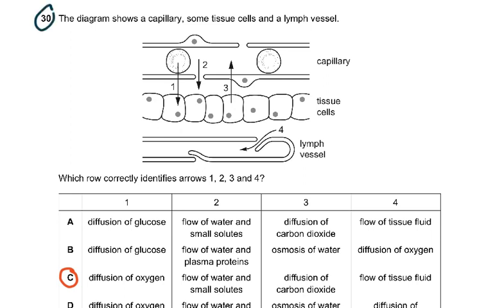Question 30. The diagram shows a capillary, some tissue cells, and a lymph vessel. So they've shown you a capillary, some tissue cells, and a lymph vessel. Which row correctly identifies arrow 1? This is from the red blood cell. This is something moving into the cells. So it has to be oxygen.